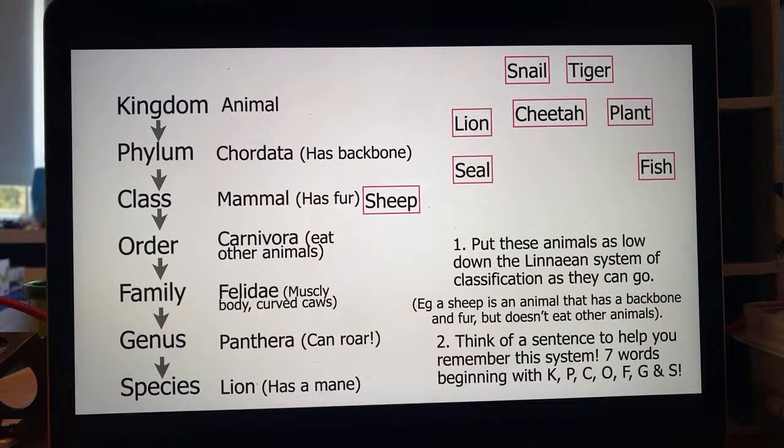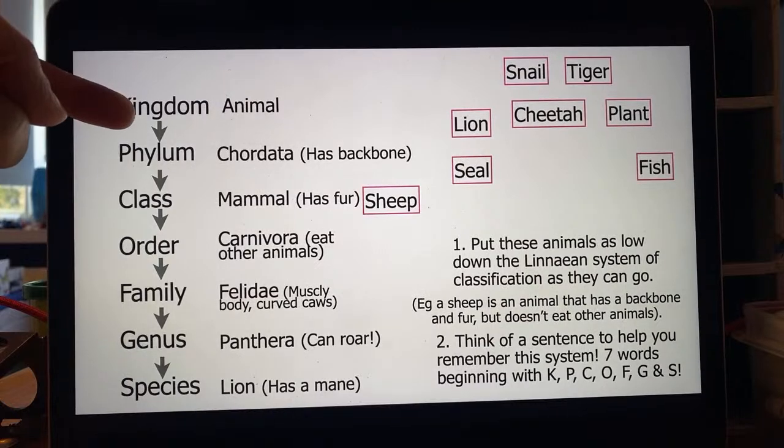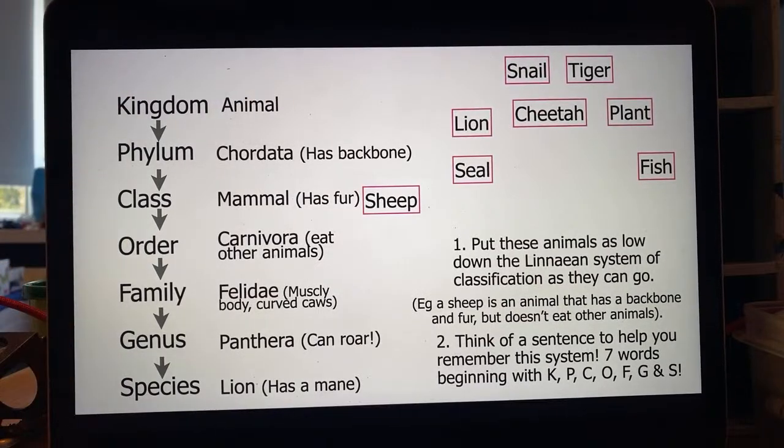And number 2, I think I've finally done this. It's taken a long time. I want you to try and think of a sentence or just some sort of system. Think of a way that you can remember the order of these things. Because I found it impossibly hard for years, and I finally, just in the last couple of lessons, worked out how I can think of it. How you can remember that it goes kingdom, and then phylum, and then class, and then order, and then family, and then genus, and then species. How you can remember.